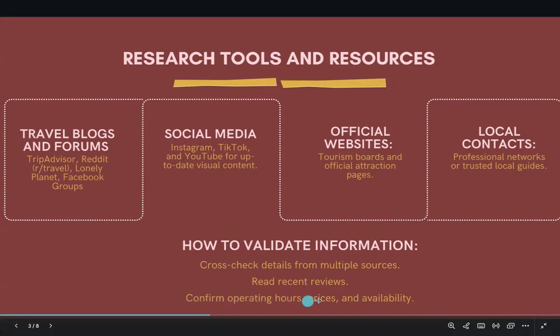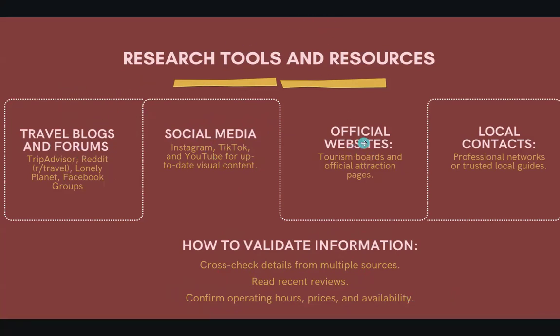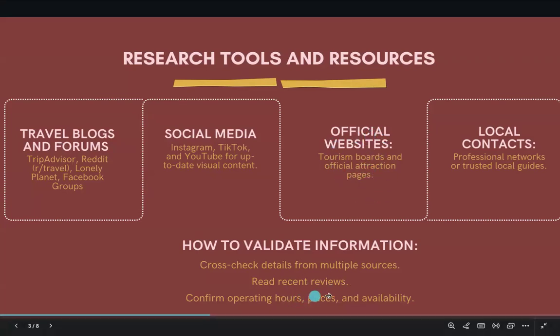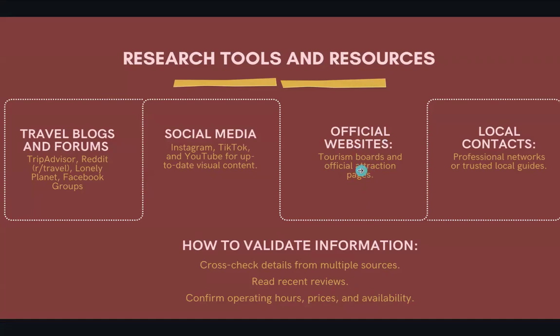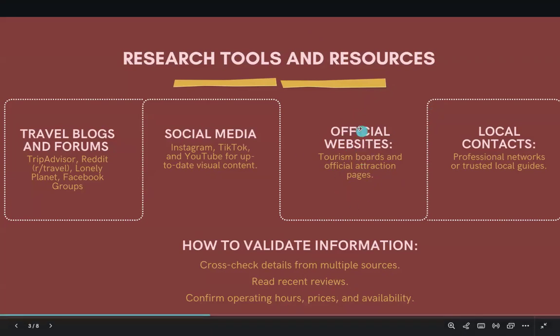And confirm operating hours, prices, and availability. This is so true. This part is tricky because social media might say something and the forums might say something, but there's nothing better than the official website of that specific attraction or that specific destination. If we're talking about prices and availability, it's going to be the restaurants or attractions, and you go to the main website. If you're looking for Disney parks timings, you don't go to TikTok. You go to the official website of Disney and you see the latest update. This is the best tool to search for the hours, pricing, and availability.